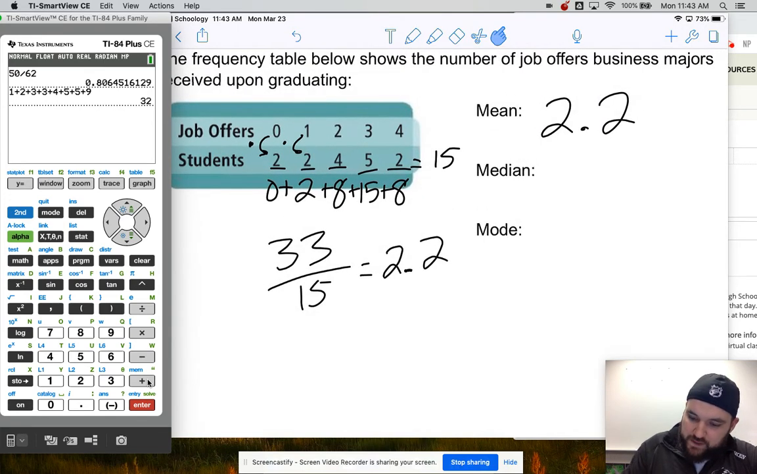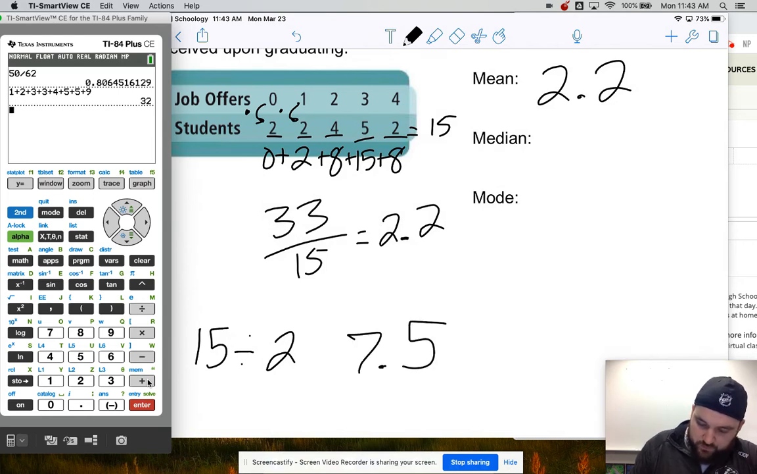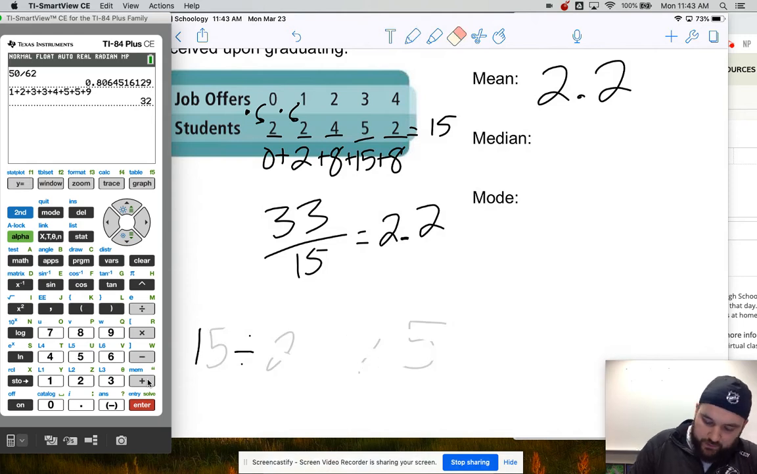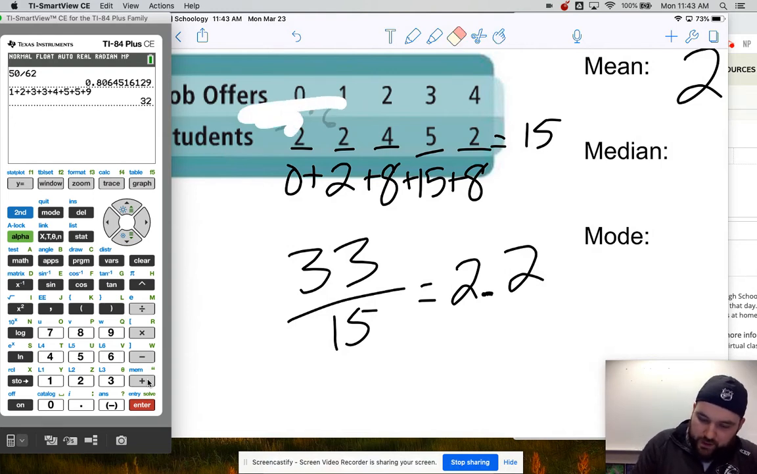The median can be a little tricky. Since there's 15 students, if I take 15 divided by 2, that gives me 7.5. I don't want to go this route. So let's think of doing the cross-off method with the median as well. I could have kept going the way I said it, but it's going to get a little crazy.